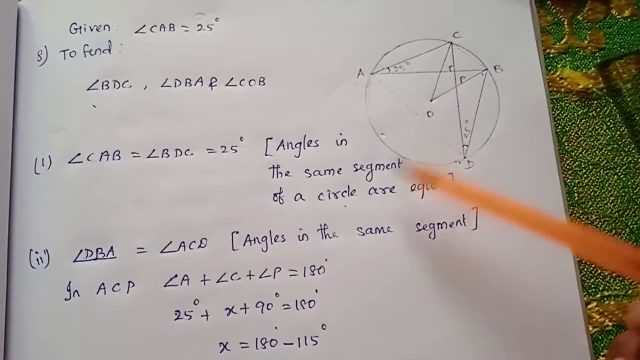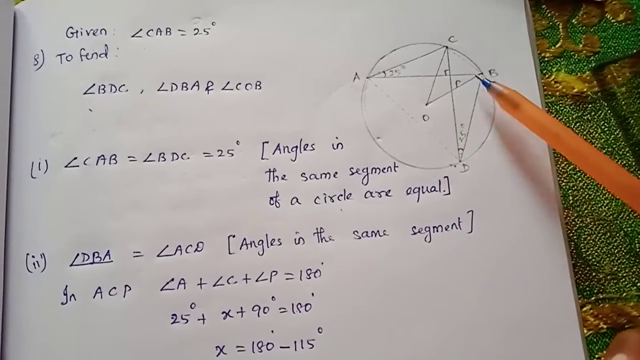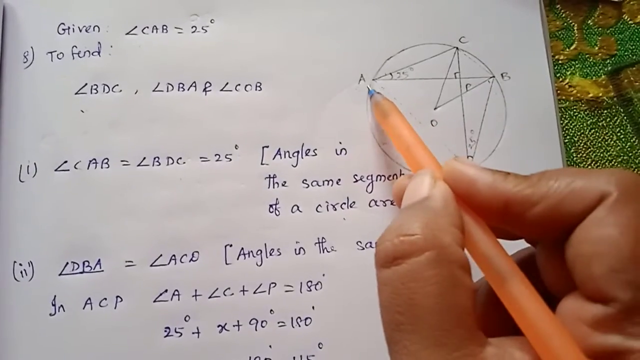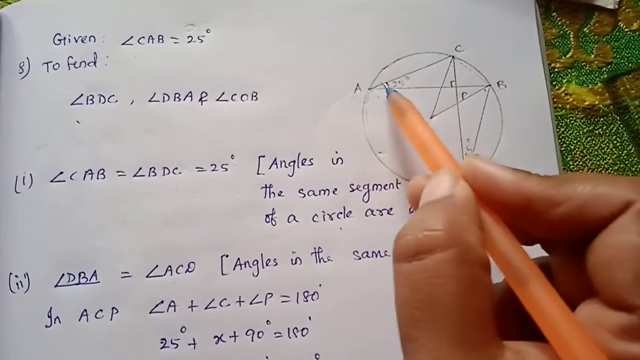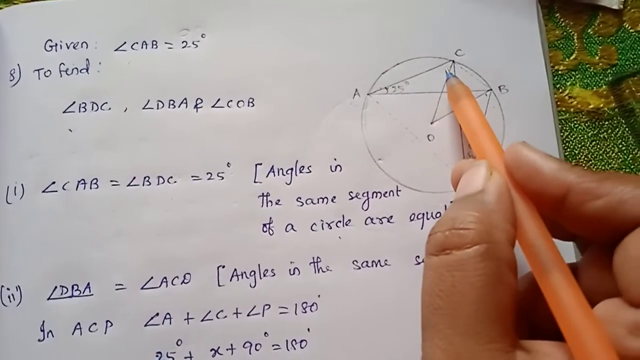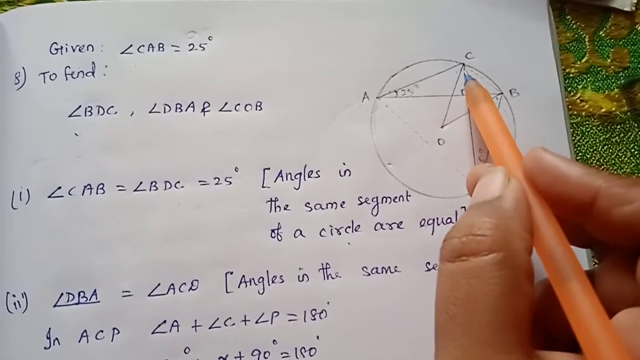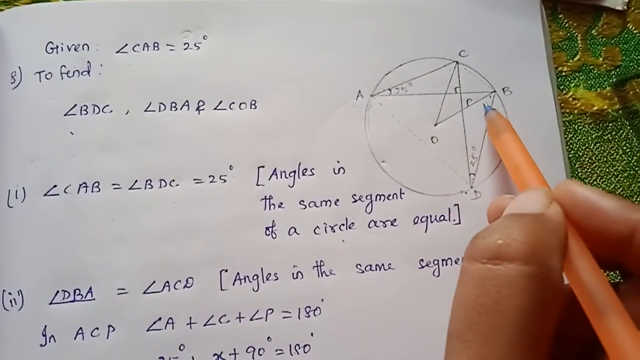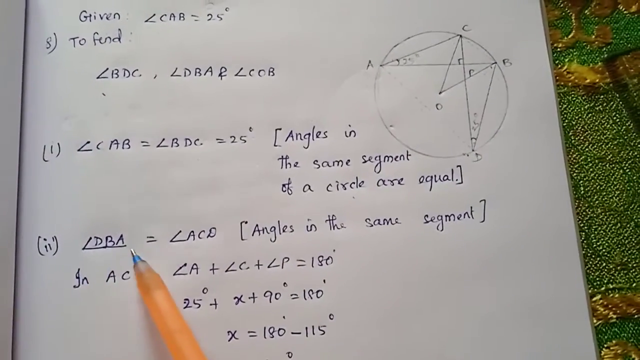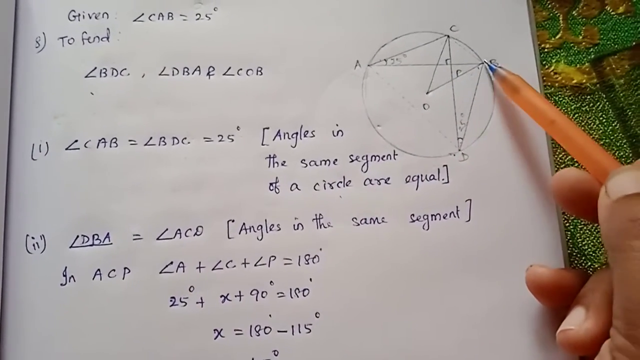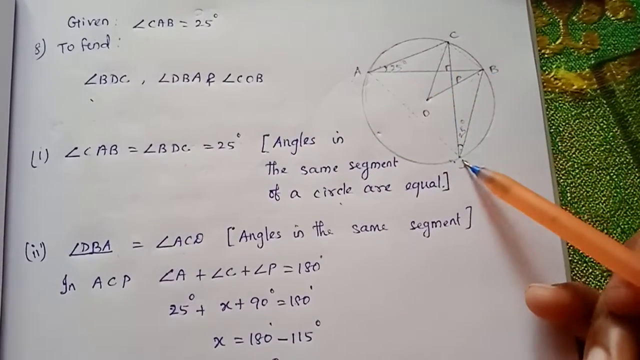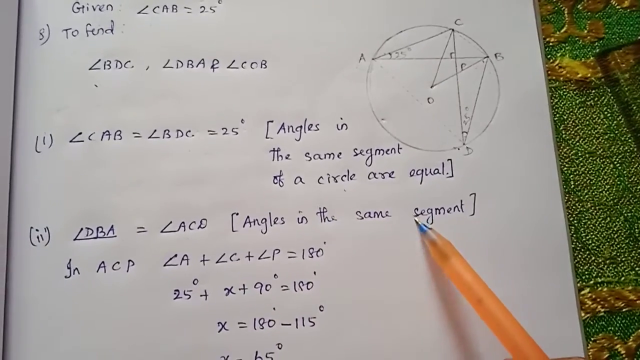According to this theorem, these two angles are equal. If it is x, then this also will be equal to x. If you consider this triangle, here it is given as 90 degrees and this value is also given. By using the angle sum property, we can find this angle, and then these two angles being equal, we can find this angle also. Therefore, angle DBA equals angle ACD, because they are angles in the same segment.